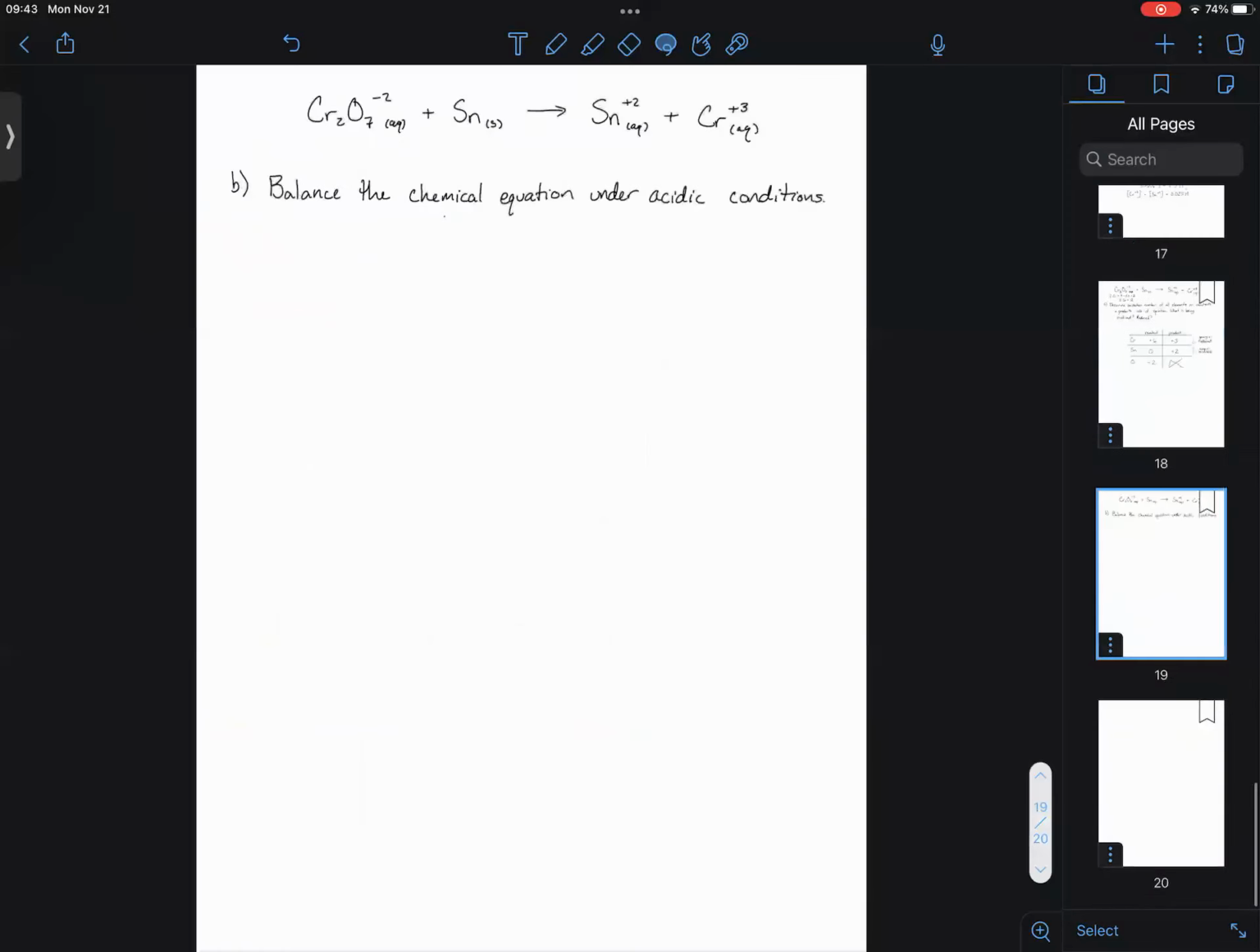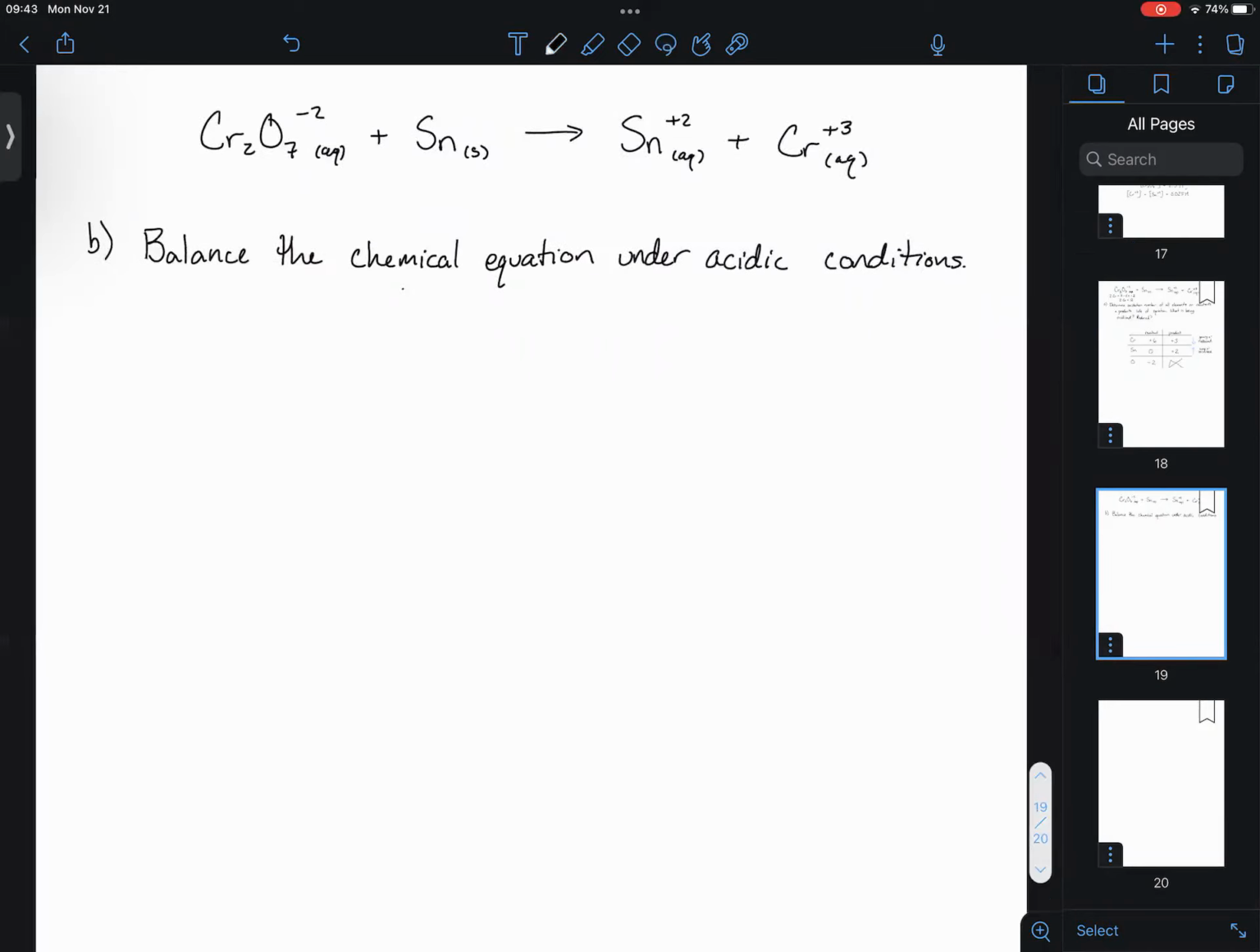I'm going to split it up into my oxidation reaction and my reduction reaction. My oxidation is that tin being oxidized to the tin 2 ion. And my reduction reaction is my dichromate being oxidized, or being reduced rather, to chromium 3.